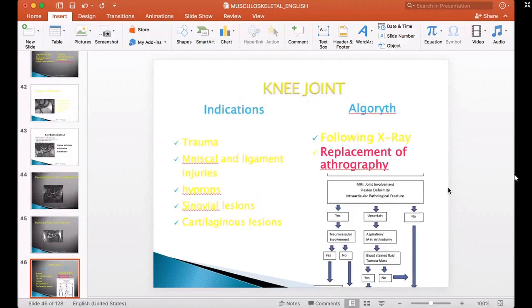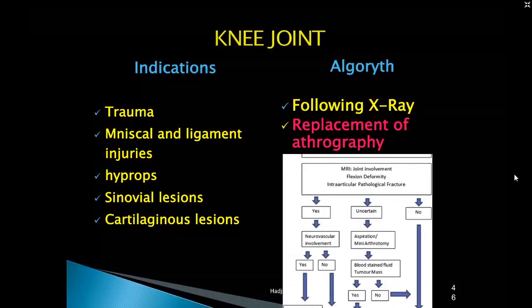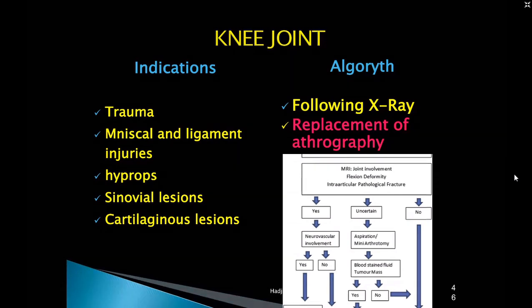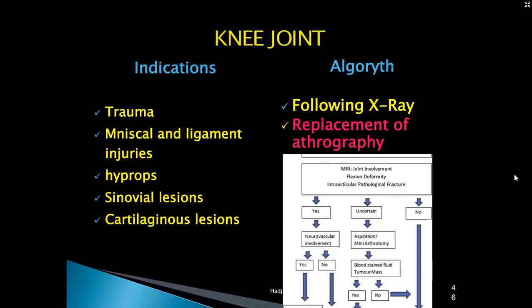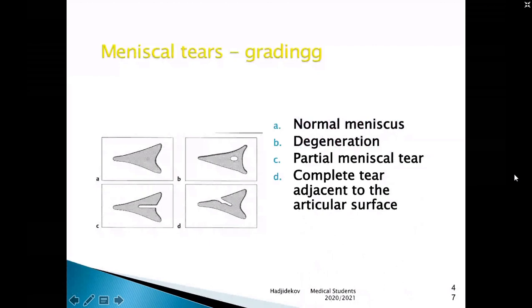So here the indications for performing examination of the knee joint are mainly meniscal and ligament injuries of the joint, synovial lesions, and cartilaginous lesions. And this is one schematic algorithm of how we can perform these different modalities.